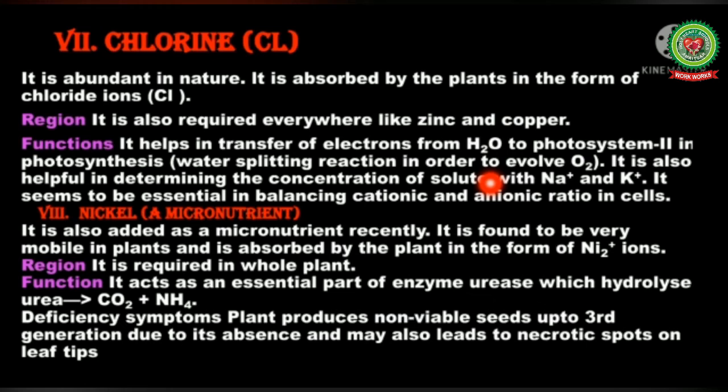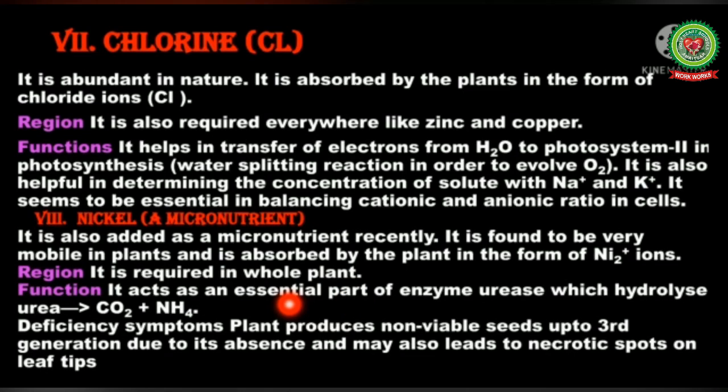Nickel. It is also added as a micronutrient recently. It is found to be very mobile in plants and is absorbed by the plants in the form of nickel ions. It is required in the whole plant. It acts as an essential part of the enzyme urease, which hydrolyzes urea to carbon dioxide and ammonium ions. Deficiency of nickel produces non-viable seed up to the third generation due to its absence and may lead to necrotic spots on the leaf tips.